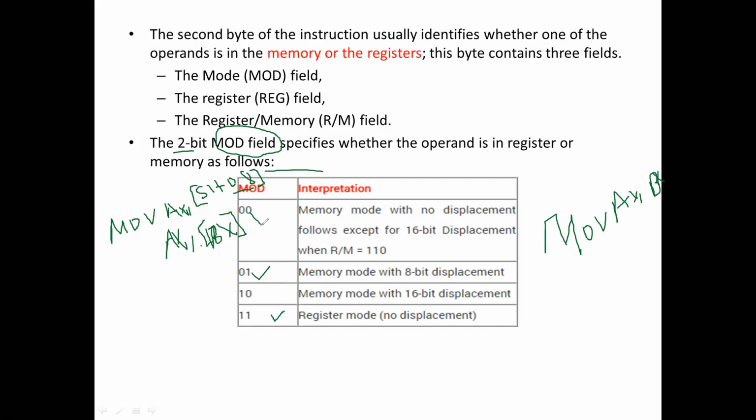00. In a similar way, if we are writing AX comma SI plus A028, any 16-bit number, then we should use 10. Clear? Is this clear?